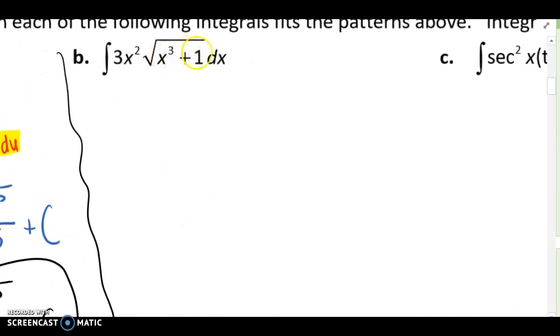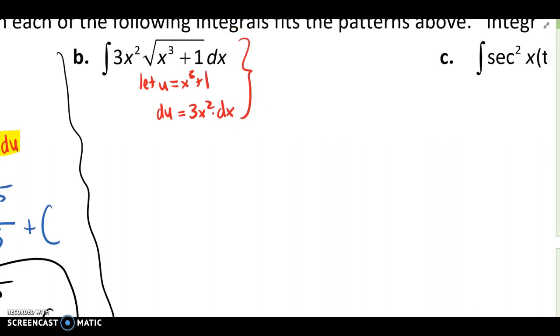Inside of the square root, we have x cubed plus 1, so we are going to let u be equal to that x cubed plus 1, which means du over dx is equal to 3x squared, but eventually we're going to move that dx to the other side so it looks like this. And this is shaping up pretty nicely already.